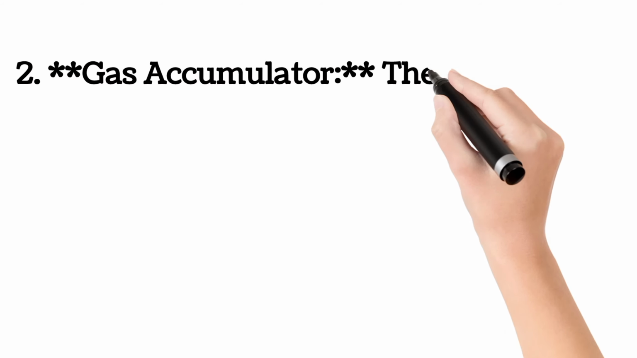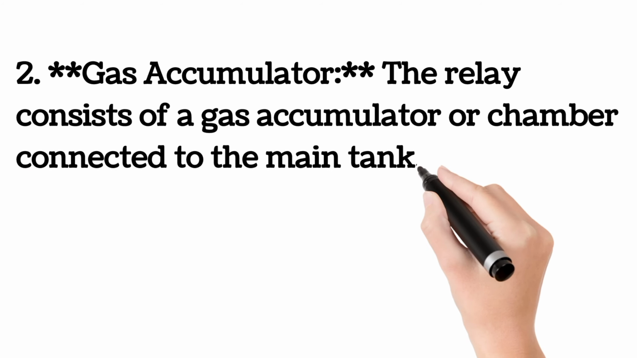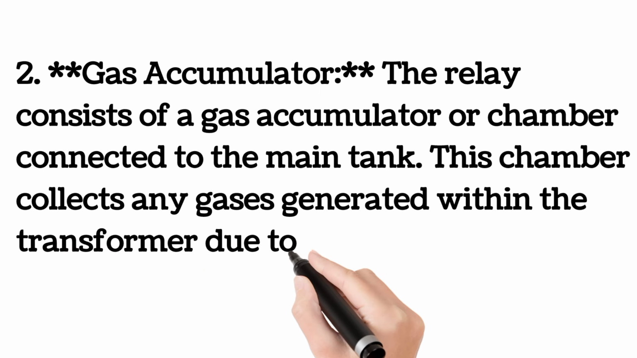2. Gas accumulator. The relay consists of a gas accumulator or chamber connected to the main tank. This chamber collects any gases generated within the transformer due to incipient faults.